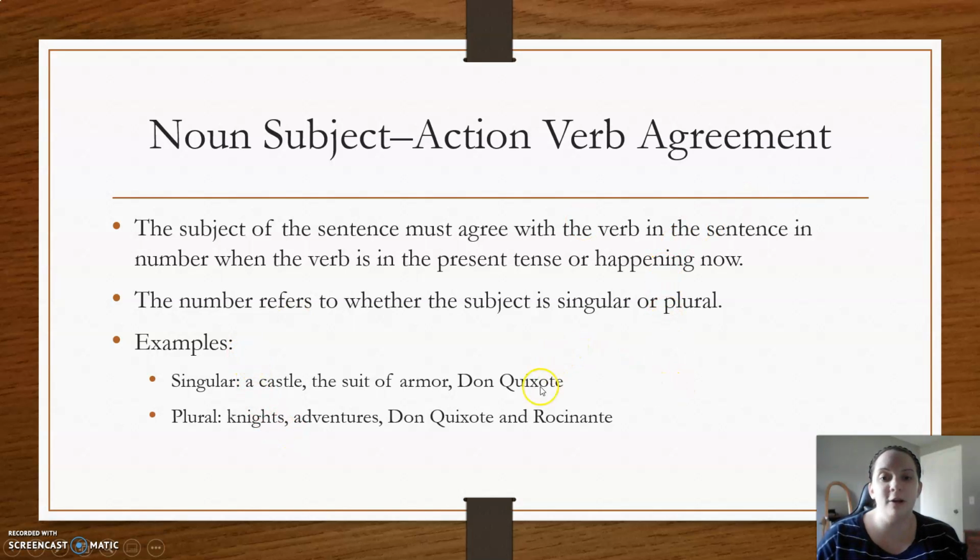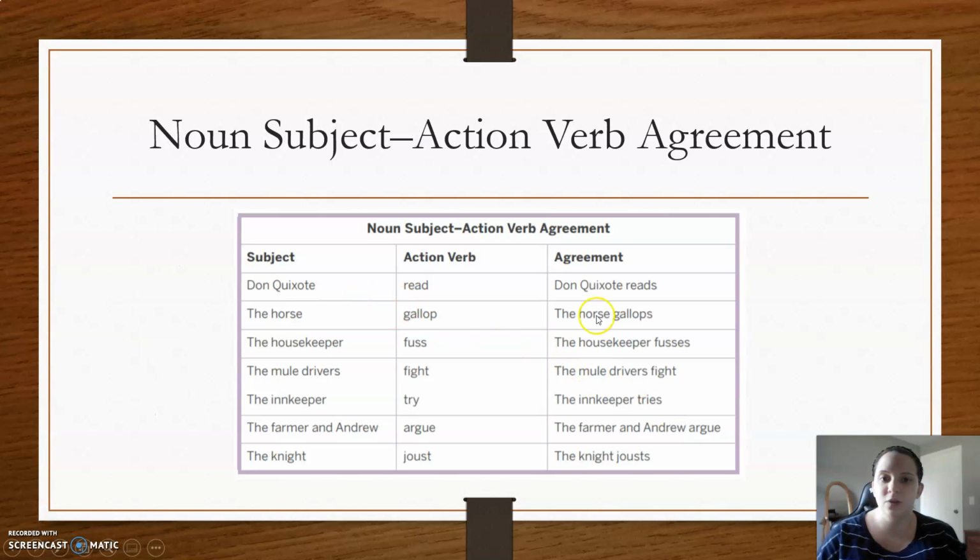So it's really important to understand that if you have a singular noun, your verb has to include an S or an ES, but if you have a plural noun, you're going to have nothing added to the verb. So this is an example. If the subject is Don Quixote, this is one thing, we would add an S to it. Don Quixote reads. The housekeeper fusses. The innkeeper tries. This makes it noun, subject, action verb agreement. This would make them in the present tense.